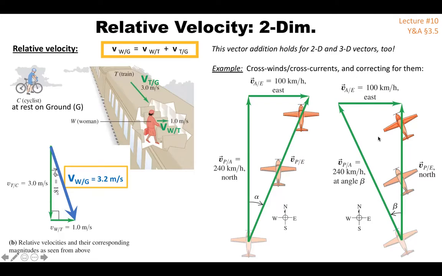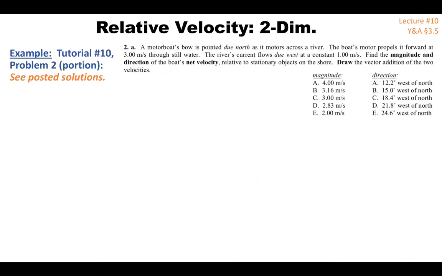Okay, so we're going to do these two examples right now with a boat trying to cross at right angles to a flowing river. And this is also from our tutorial number 10. So this is problem number 2. And we're going to do 2A and 2C. And again, these are the examples. These are very similar to those two cartoons that we just saw with the aircraft.